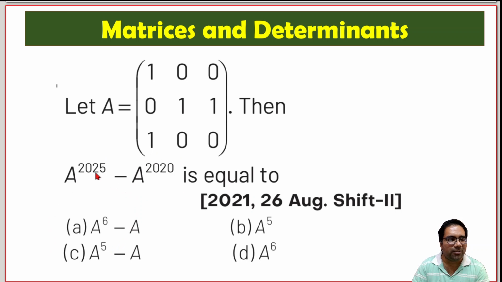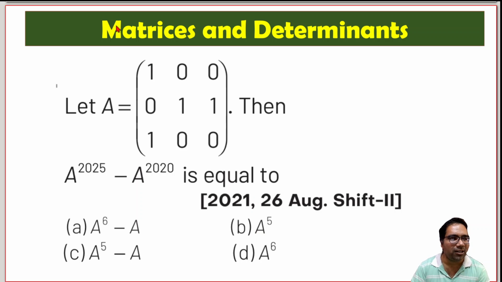Clearly, the options given are in terms of A^6, A^5, etc. So there must be some pattern in this matrix multiplication. For example, A cubed, A^4 must be following some pattern. That's why A^2025 and A^2020 are related to A^6 or A^5 or A^4, whatever.